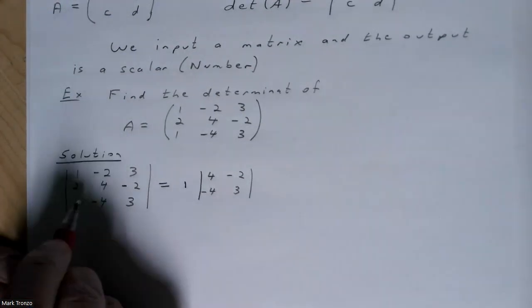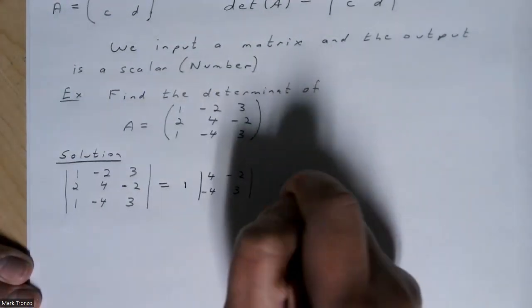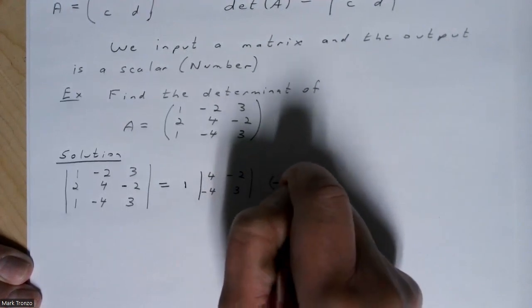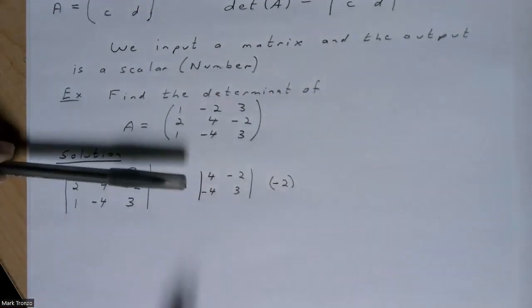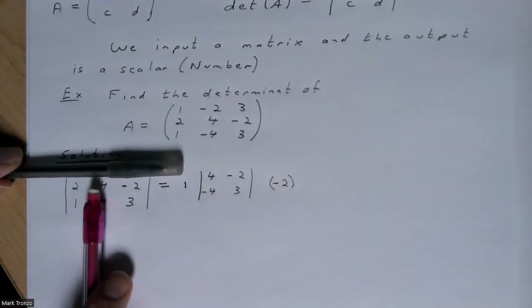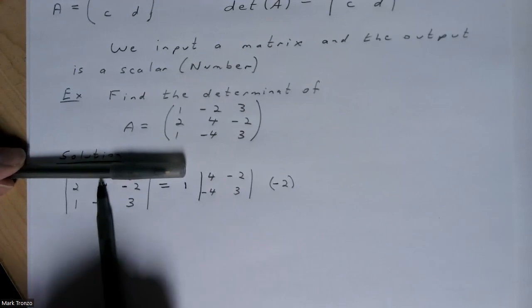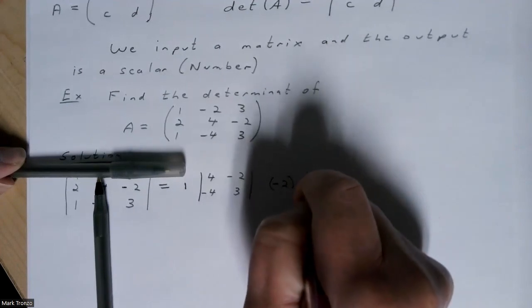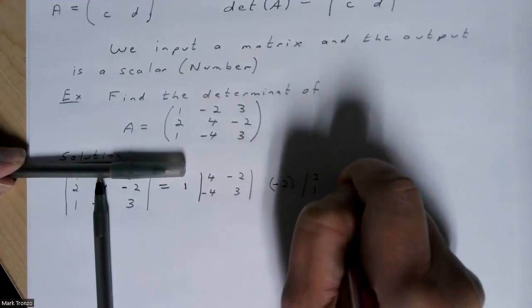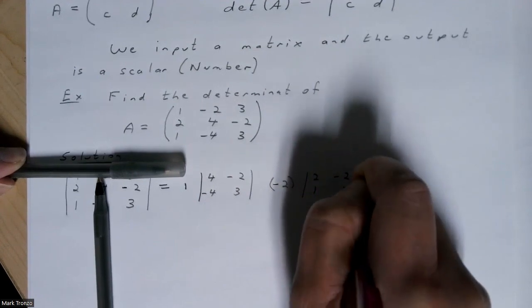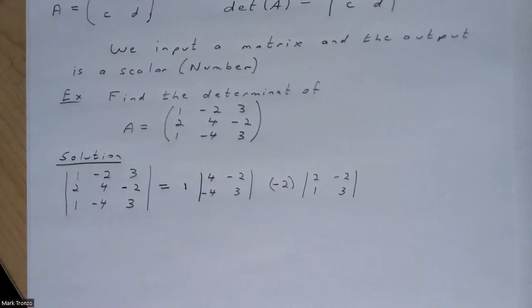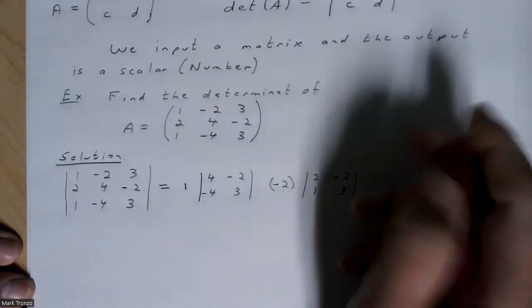Then we'll continue in the first row and go to the next element. Let me leave a space here. I'll write down -2 here. And then cover up that row and that column that contain the -2, and write down what you have left: 2, 1, -2, 3. Finally, go to the last element in the first row.